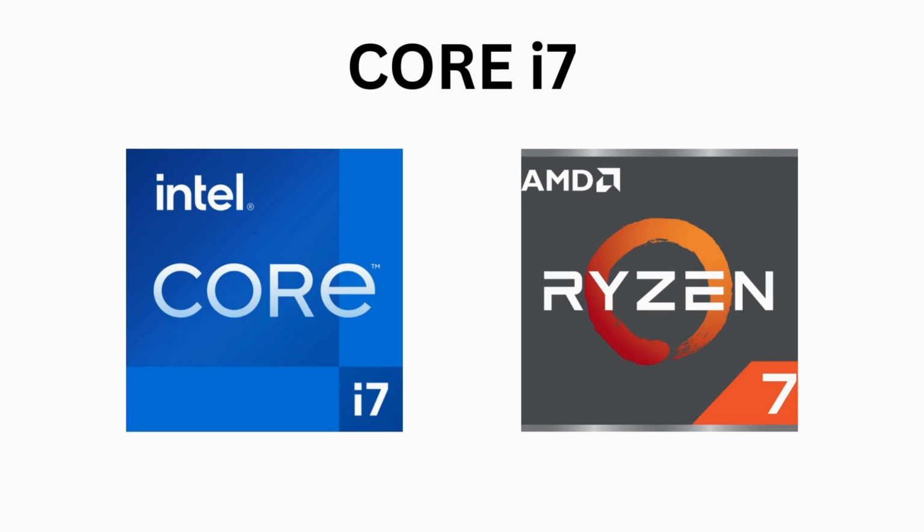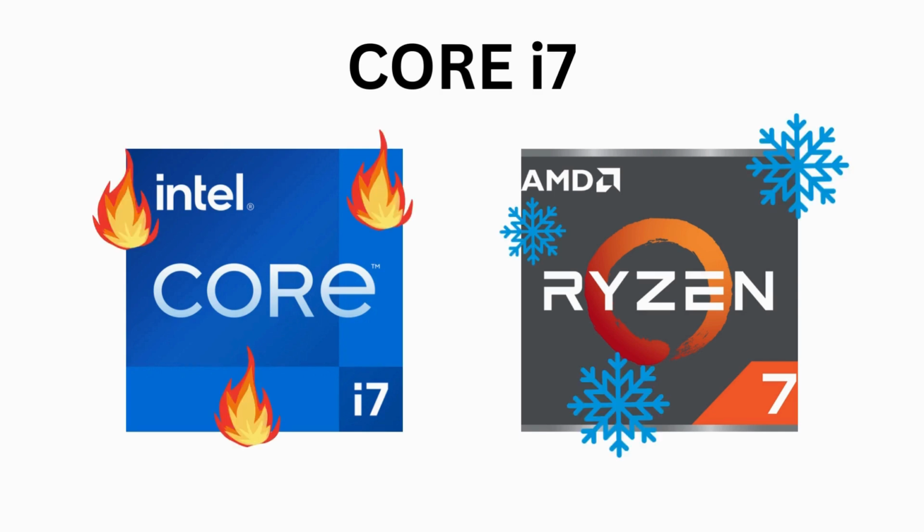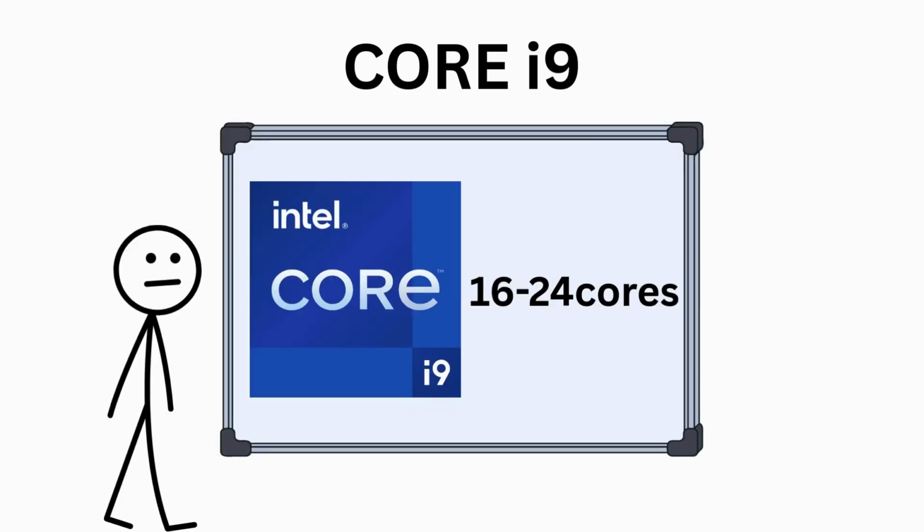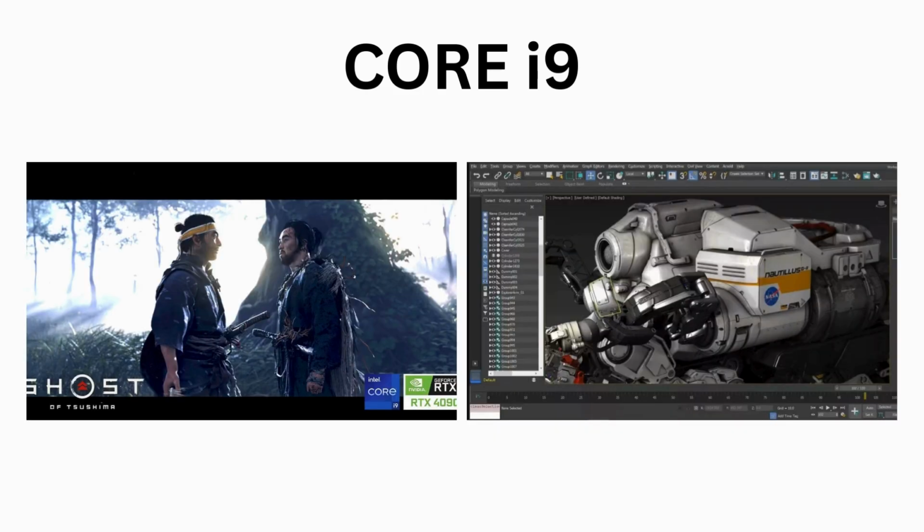While Intel CPUs still deliver strong performance, Ryzen processors often run cooler, cost the same or less, and can offer better overall performance. Core i9 is Intel's flagship processor that's built for professionals and tech enthusiasts. It has 16 to 24 cores, which makes it very powerful for heavy workloads like studio-level 3D modeling, reaching ultra-graphic settings in heavy AAA games and 4K video editing.